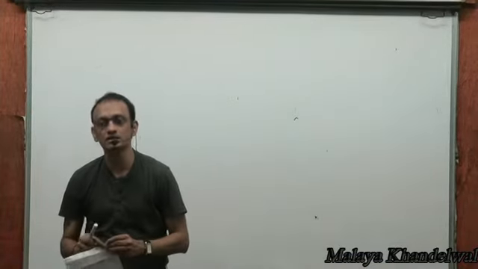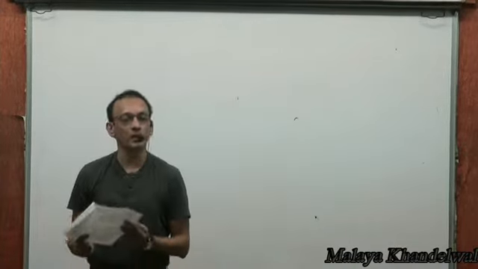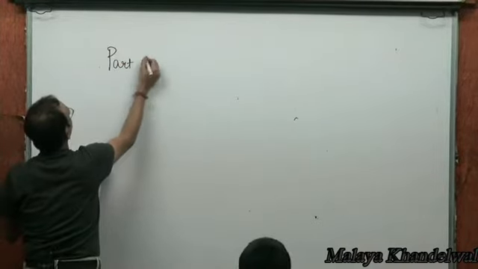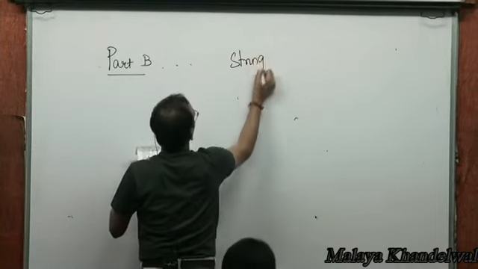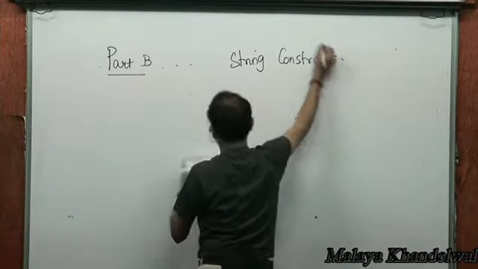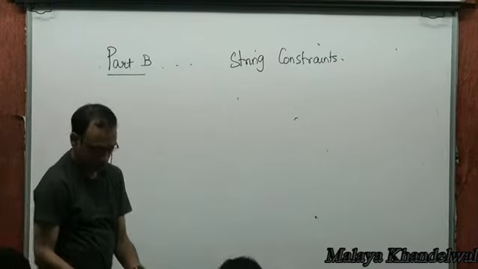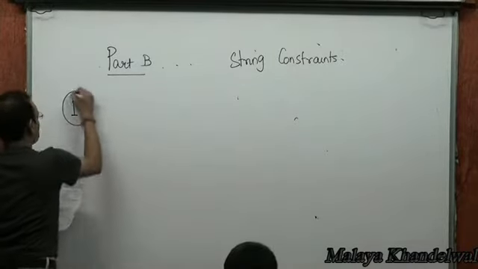This is a bunch of problems on string constraints, things that we learned in the last class. Once we are able to go past these problems, those ideas would get further ensconced, right? So part B of the sheet, which is problems related to string constraints. Let me look at the first problem.